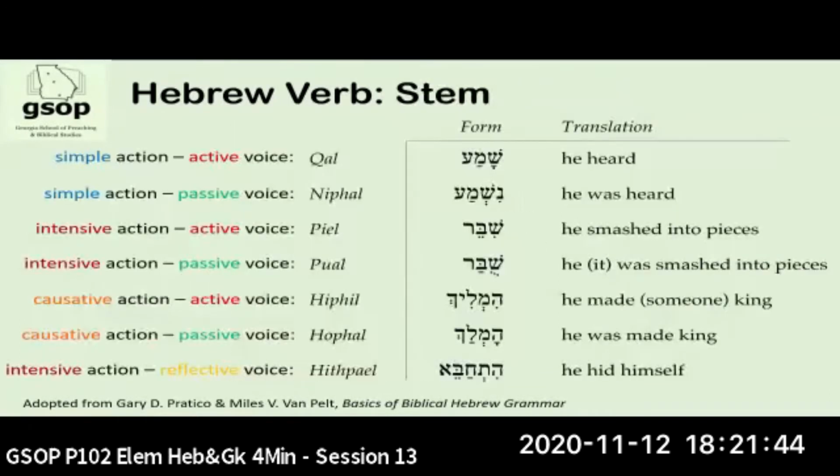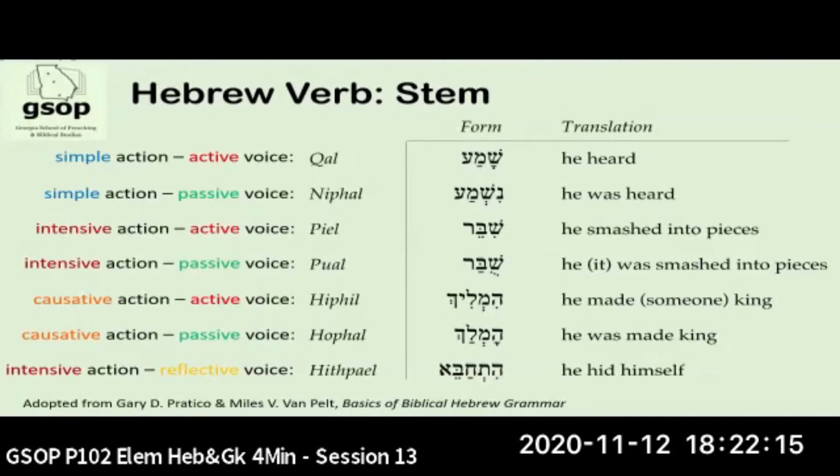So as we look at the simple action active voice with shama, he heard, and put in the passive would be now the Niphal stem. That's all you've done. You've now used a different stem to show it's functioning passively. And so it's nishma, he was heard. Again, whether it be past, present, or future. And now tonight we'll do the intensive action, both the active voice and passive voice. There's the Piel and the Pual.